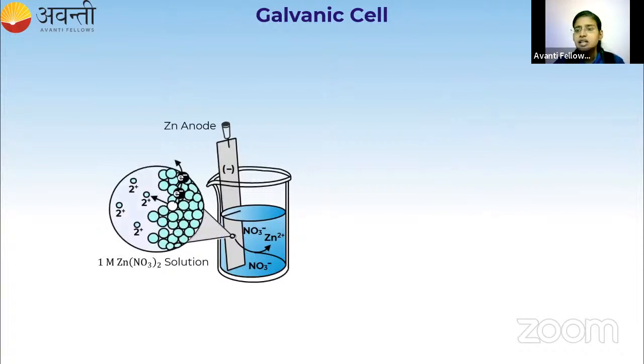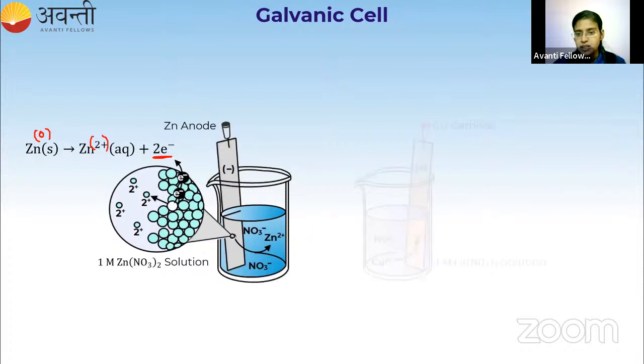Here, at the zinc anode, zinc will get oxidized. What is meant by oxidation? It is loss of electrons. So zinc will lose its 2 electrons and be converted to Zn2+. Zinc in its 0 oxidation state is getting converted to +2 by losing 2 electrons, so it is getting oxidized.